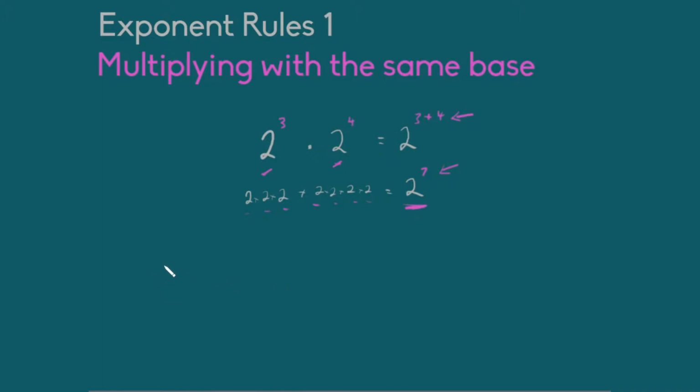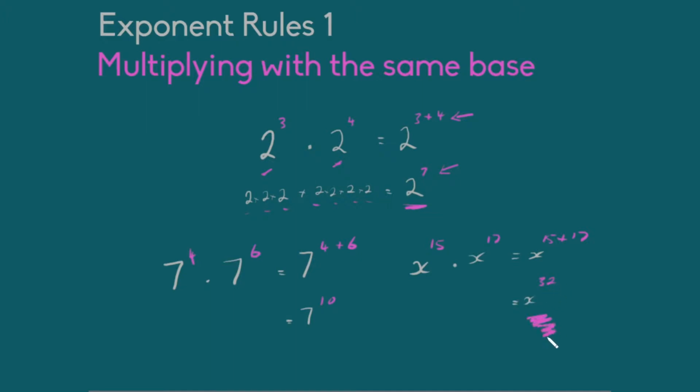So just to look at one or two other examples, we could have, say, 7 to the power 4 multiplied by 7 to the power 6. And what would this give us? This would give us 7 to the power 4 plus 6, which is 7 to the power 10. And the same thing happens with algebra. It works in exactly the same way. So we could have x to the power 15 multiplied by x to the power 17. And again, what would this give us? This would be x to the power 15 plus 17, which would be x to the power 32.